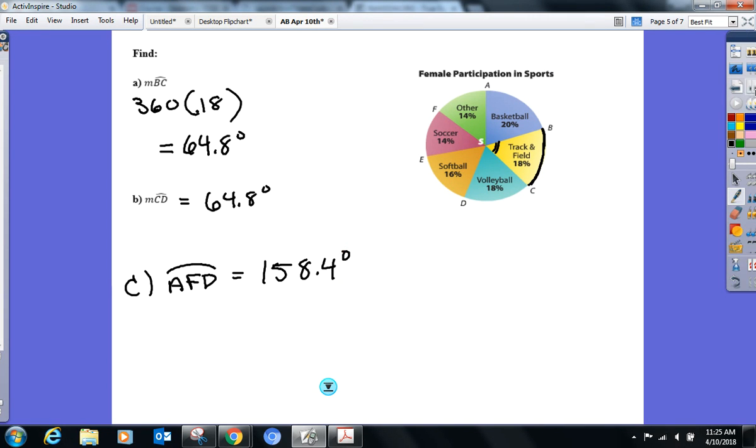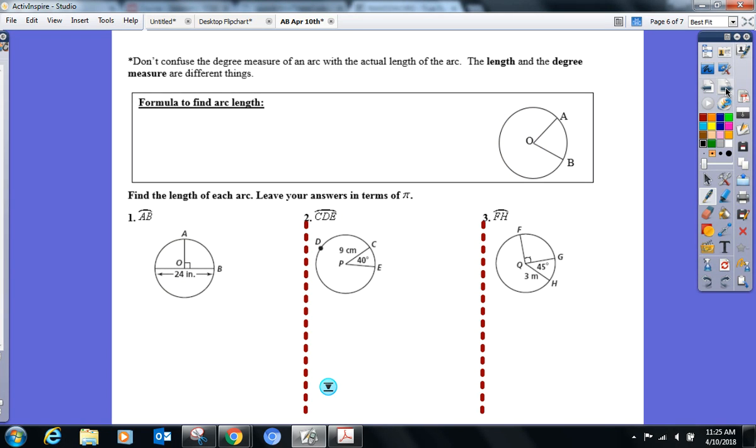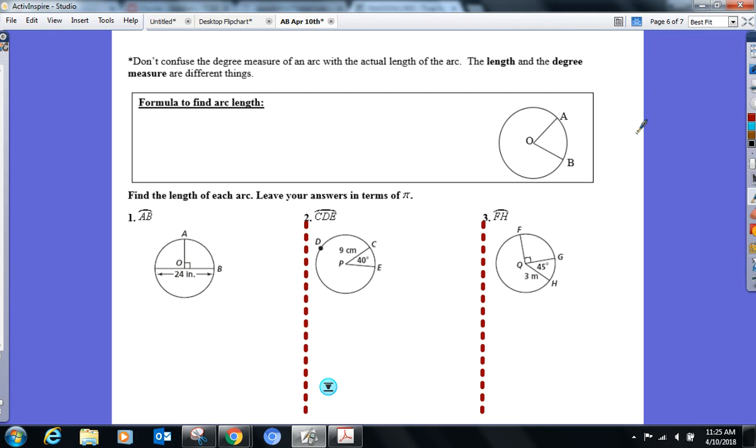Okay, now, a little bit different of a concept. And that is how to find arc length. All right. Here's what we've been doing. We've been finding the measure of an arc. Out of 360 degrees, how many degrees is an arc? Now what I'm going to do is how long is it? That's what we're about to do now. So I want you to notice the difference before I show you how to do this.